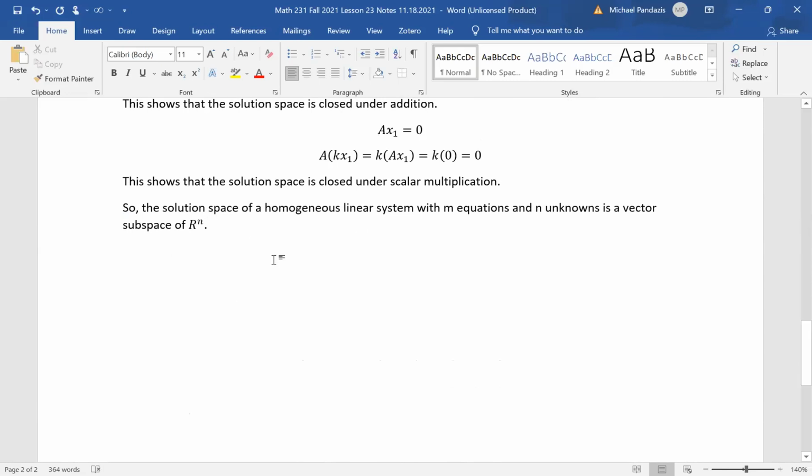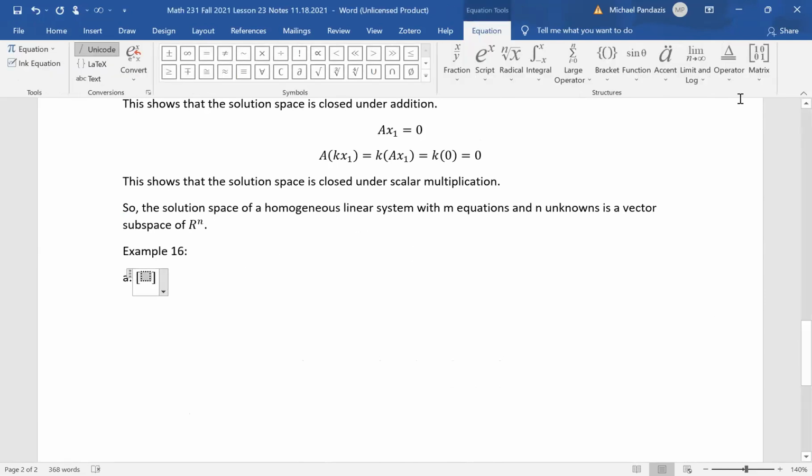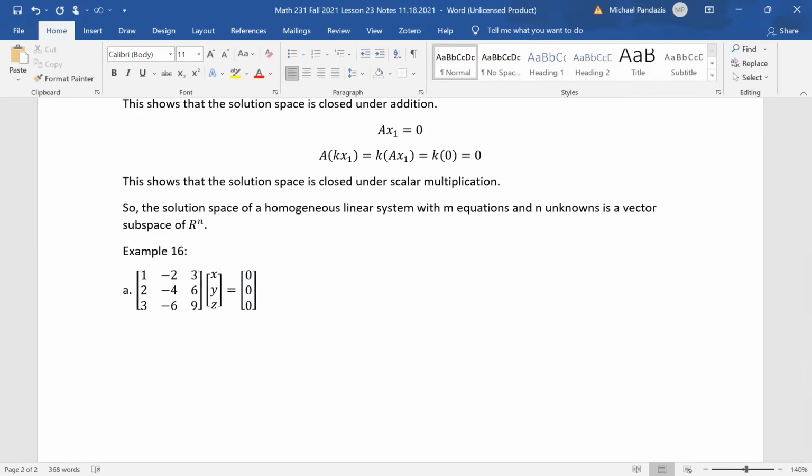Okay, so next is example 16. Part A: let's say you have this matrix equation, the matrix 1, -2, 3, 2, -4, 6, 3, -6, 9, times the matrix x, y, z, equal to the 3 by 1 zero matrix. We want to find the solutions of that linear system.